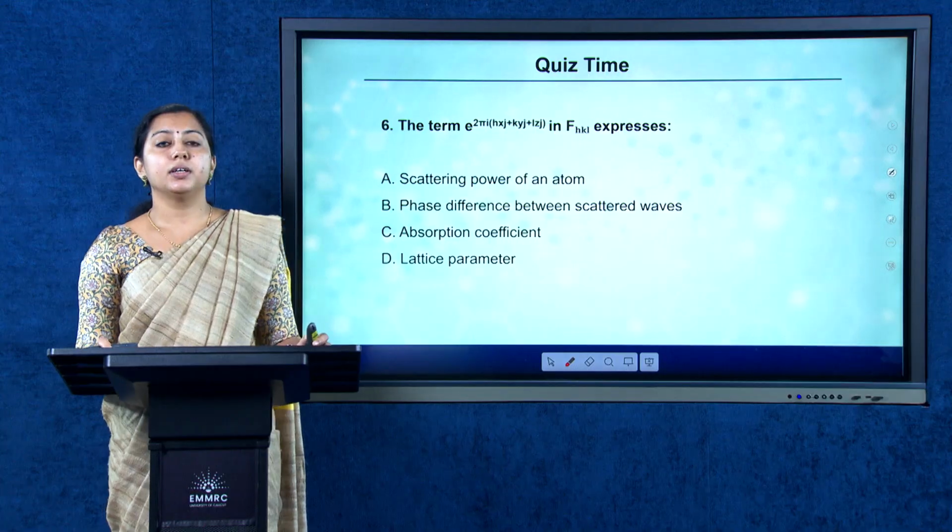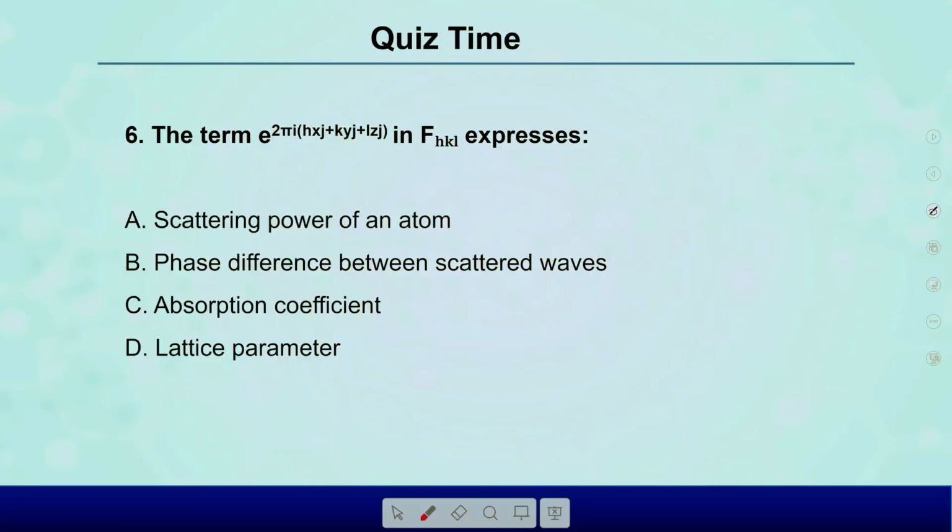Last question. The term e raised to 2 pi i (hxj plus kyj plus lzj) in FHKL expresses: option A, scattering power of an atom; option B, phase difference between the scattered waves; option C, absorption coefficient; option D, lattice parameter.